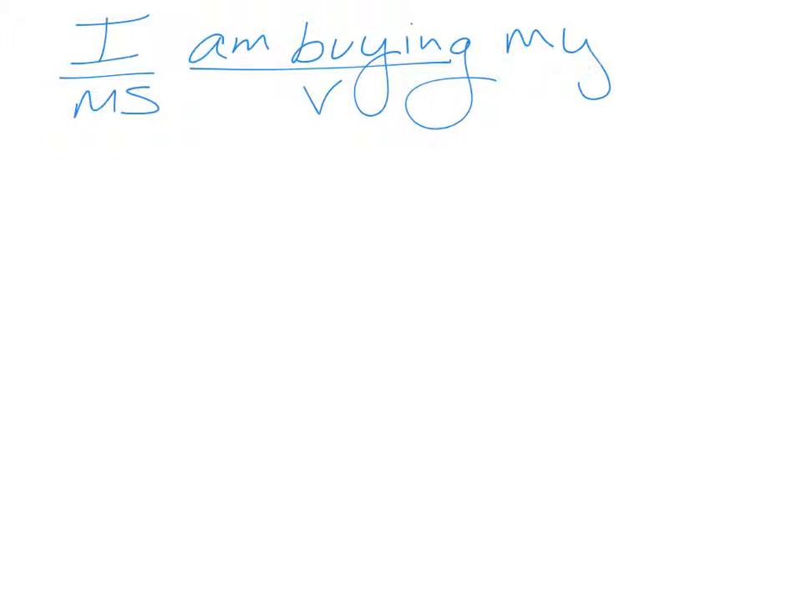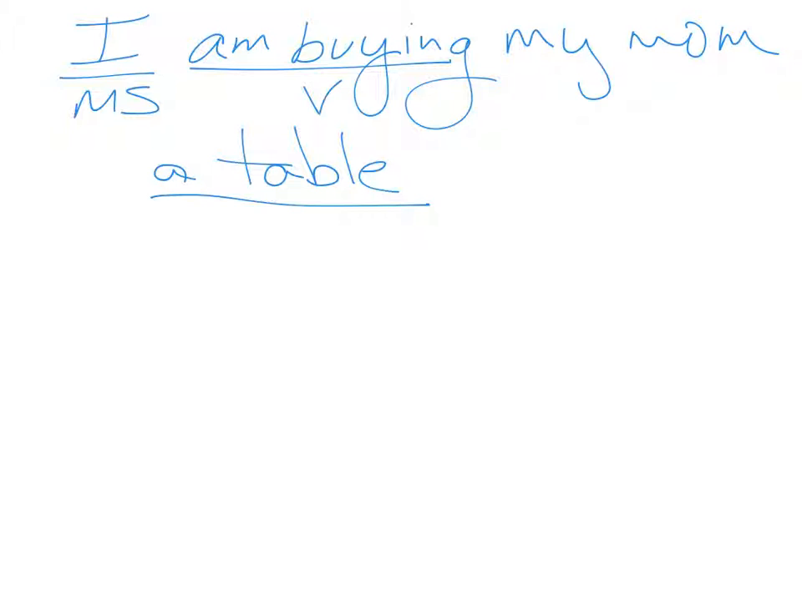And we've got my mom and a table. What are we buying? A table. What case is a table going to be in? Accusative. Good. It's the direct object. So it's accusative. So we are buying it for my mom. So to or for whom something's being done is dative. Okay, so she is the indirect object, so she's dative.